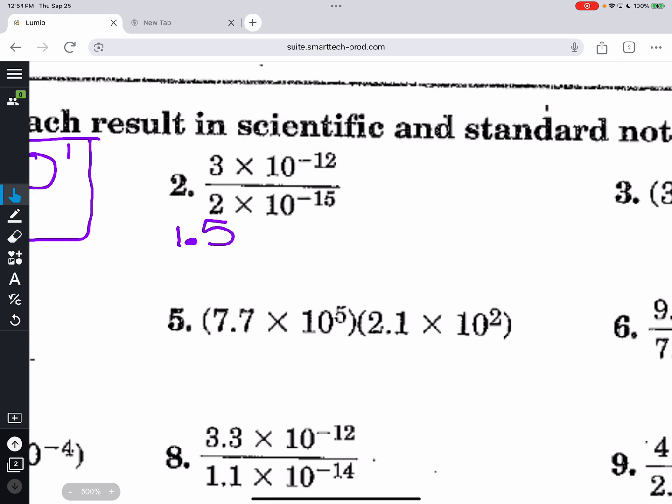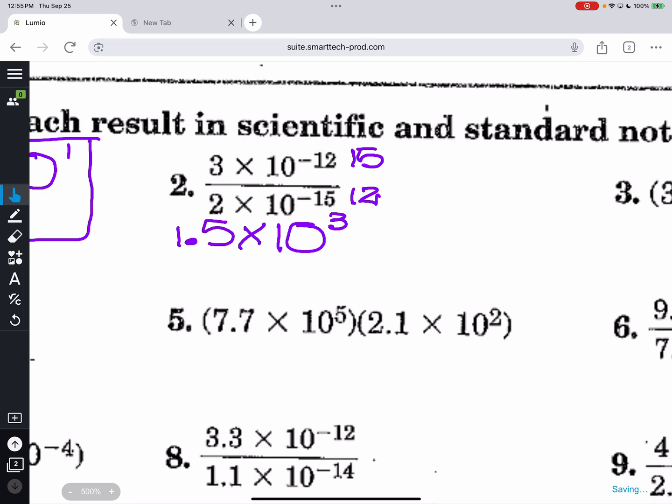Yes, sir. So we don't have to do any changing of it, but we have to deal with the exponents. Now, there's 2 ways to do this. How do we make negative exponents positive? Flip them. So you could move the 15 up and the 12 down, making them positive, and then you subtract. What's 15 minus 12? 3. Times 10 to the third.